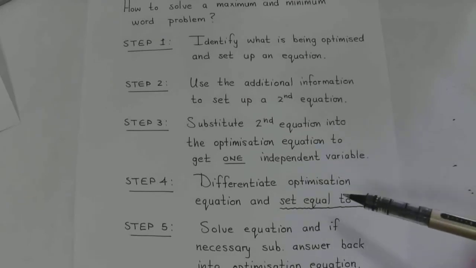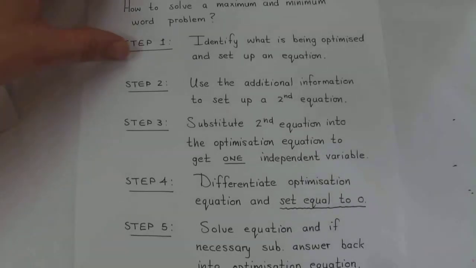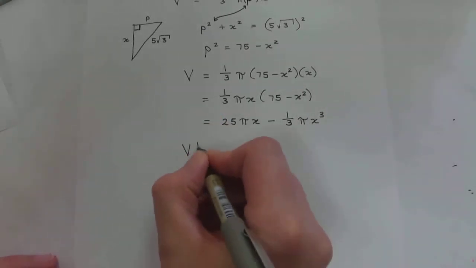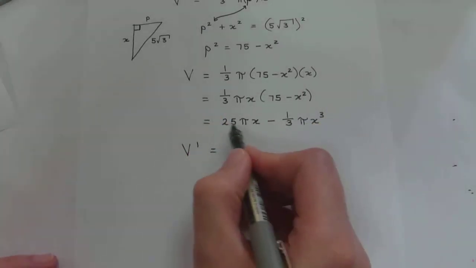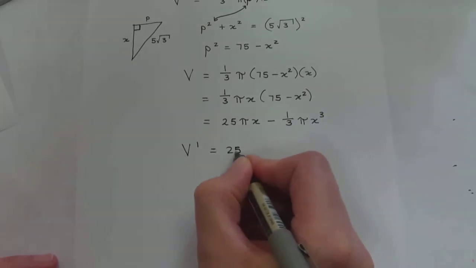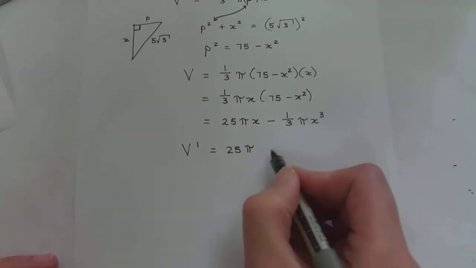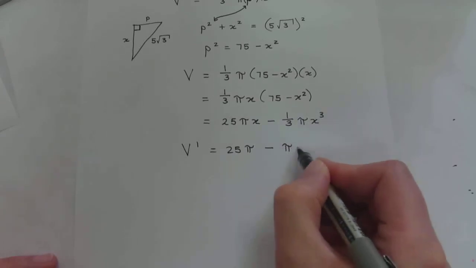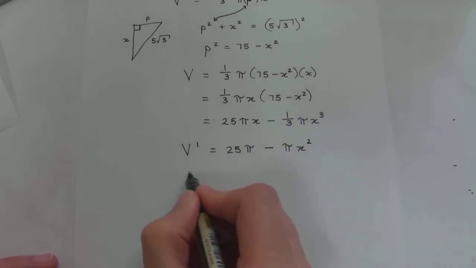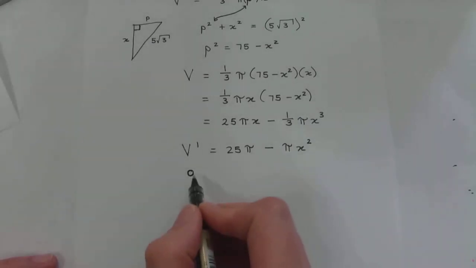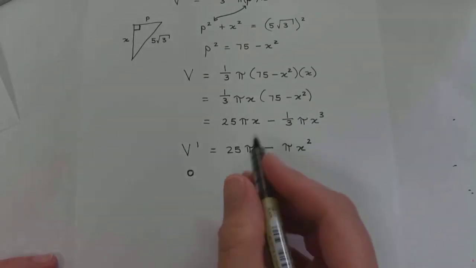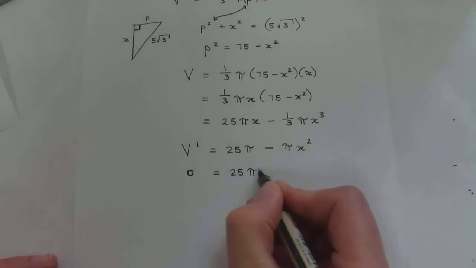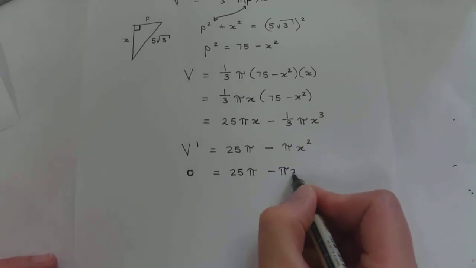Right. Then going back to the steps, I have now substituted. So the next one is to differentiate the optimization equation and set it equal to 0. So find the derivative, which is going to be 1 times 25 pi, which is then just 25 pi. And remember, x goes away. Minus 3 times a third is 1. So 1 pi x to the power of 2. I will set that equal to 0 because remember, optimization always means make the first derivative equal to 0. So 0 is 25 pi minus pi x squared.